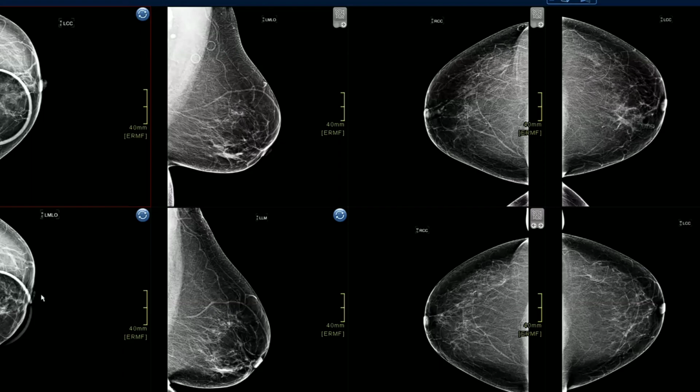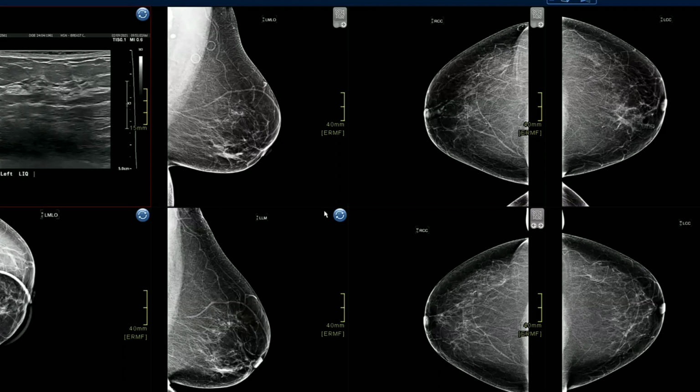But this abnormality was too big. Then what did we do? We could have done a stereo, but the patient said she didn't want a stereo. She wanted to do a biopsy. So then we did an MRI. And you're going to be surprised. Look at that.